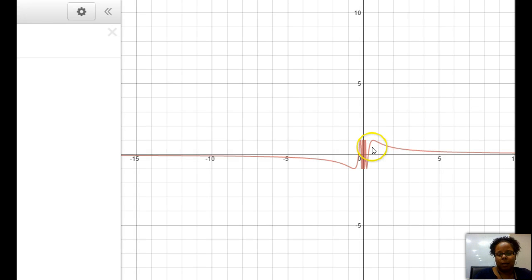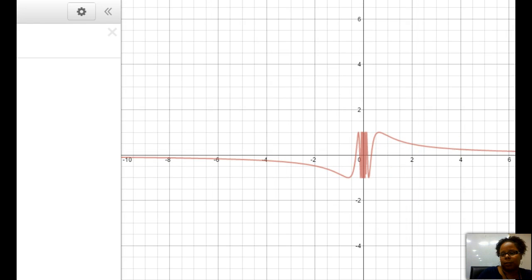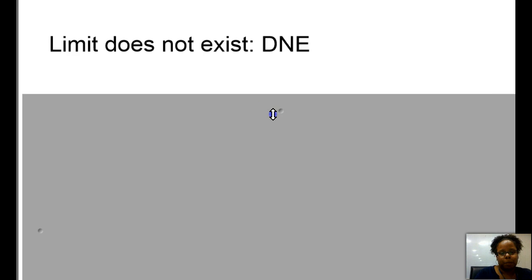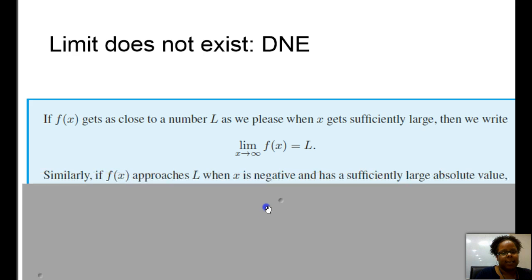There is no number, no matter what epsilon we pick, for which there will be a delta such that as x and c get sufficiently close, f of x and 0 will be sufficiently close, because it seems to be oscillating at this point. So there are certain epsilons we can pick where it will work, but not any epsilon greater than 0. So if the limit does not exist, we just say DNE, it does not exist. And in your book, they do have some good examples on page 62 of limits that do not exist.